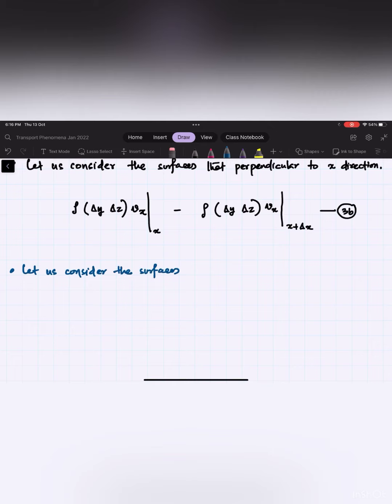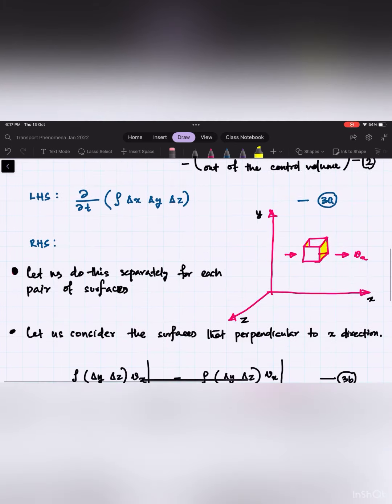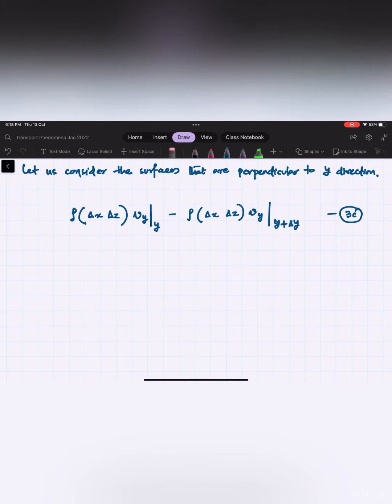Now for the surfaces which are perpendicular to the y direction, let us have a look at the figure. That will be the top surface and the bottom surface, as you can see here. The corresponding velocity component is Vy, and we can write that net inflow as rho multiplied by delta x multiplied by delta z Vy at y, minus rho delta x delta z Vy at y plus delta y. Let's number this as equation number 3c.